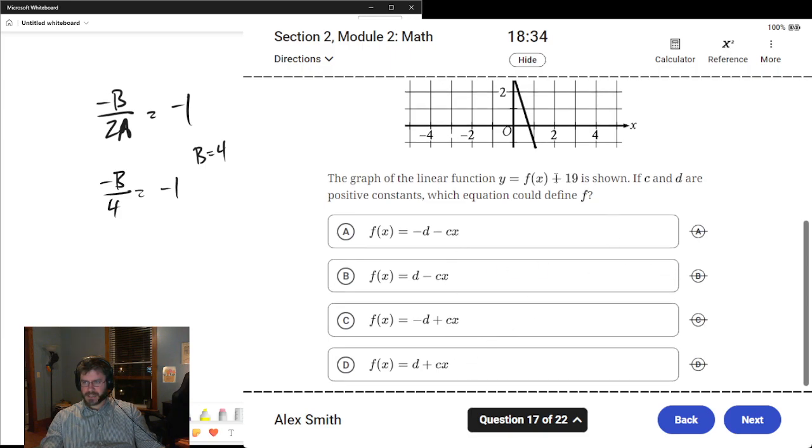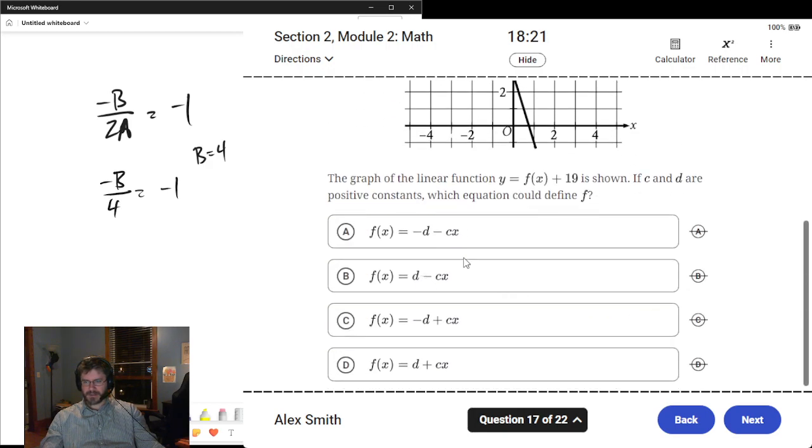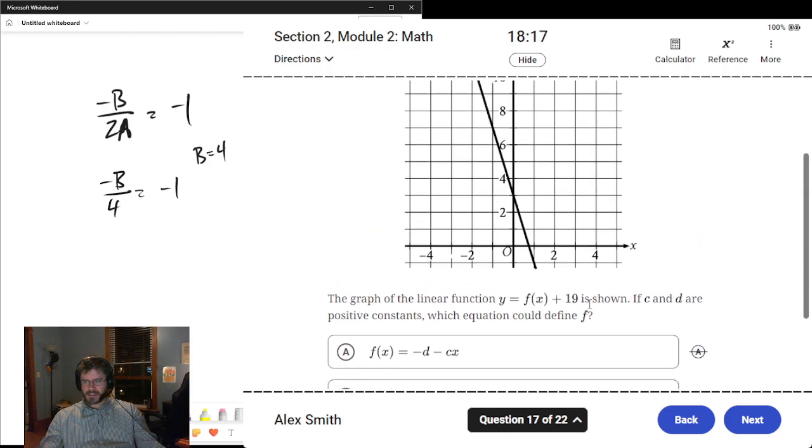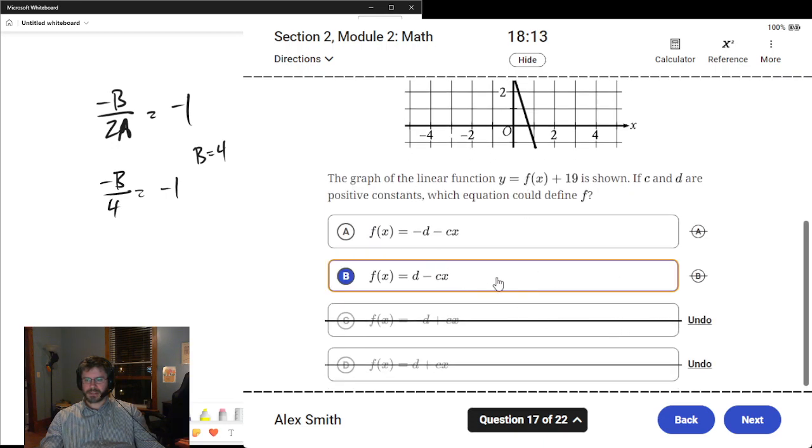Linear functions. The function is shifted up 19 units. C and D are positive constants, so it's a negative slope, so that means we have to have a minus C if C is positive. It's shifted up 19 units, so D needs to be positive. So that's going to be our guy, I'm pretty sure.